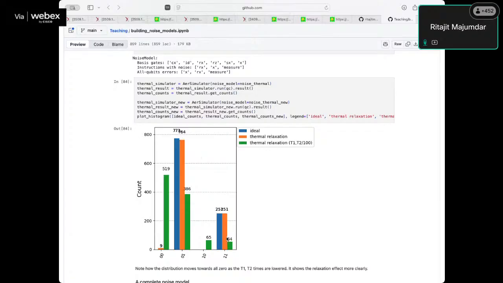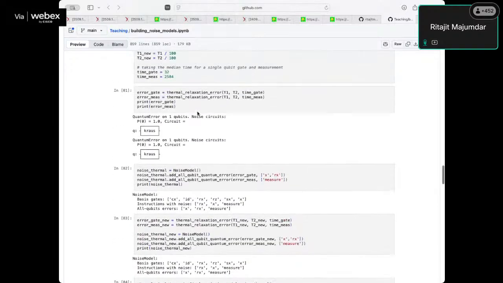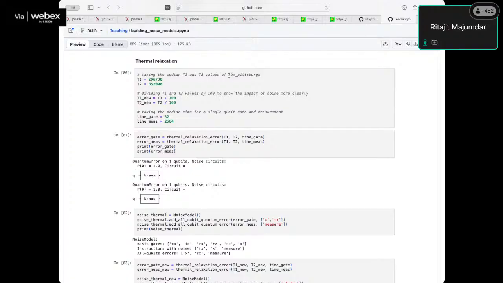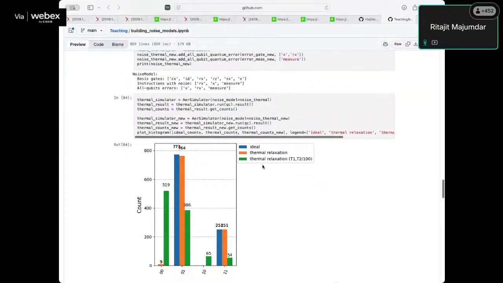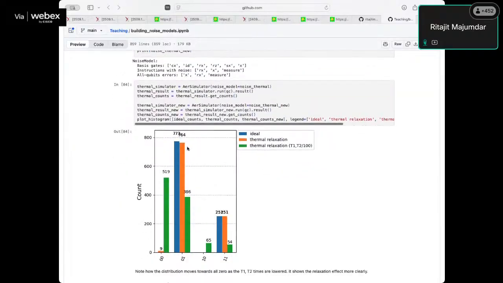This is the original scenario, where I have taken the thermal relaxation parameters from the current IBM Pittsburgh. This is one of the latest devices that we have. And you see that the devices are so good at this point that for the small circuit that I have taken, it is not really affecting too much. But if I reduce the T1, T2 values, like if I increase the relaxation parameter, that is the green portion, you see that it is putting everything down and pushing towards all zero.